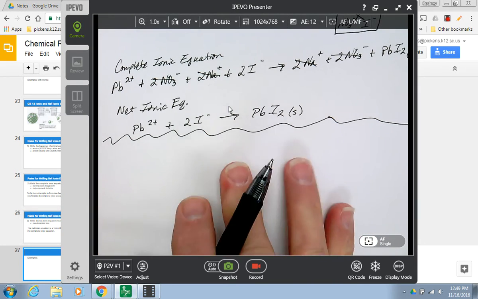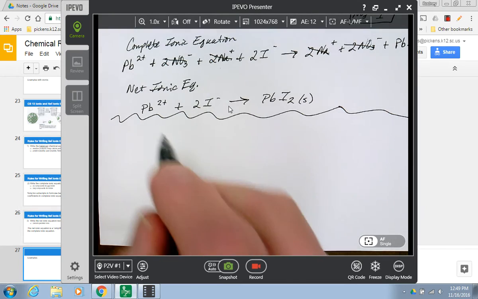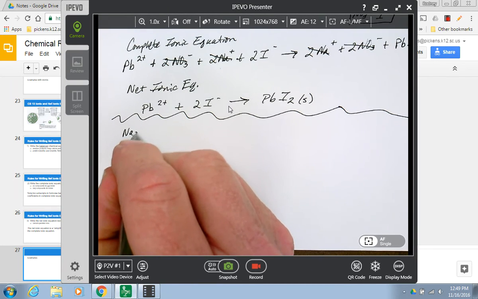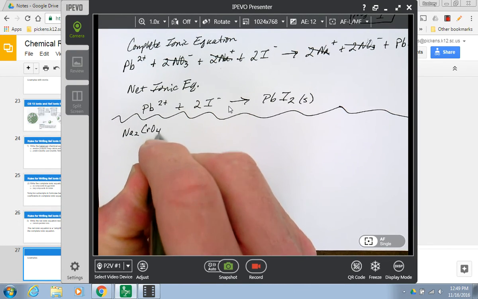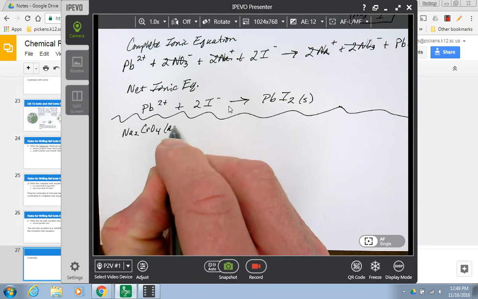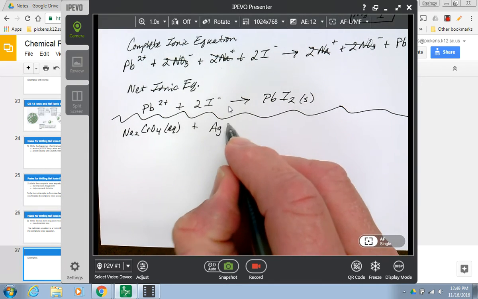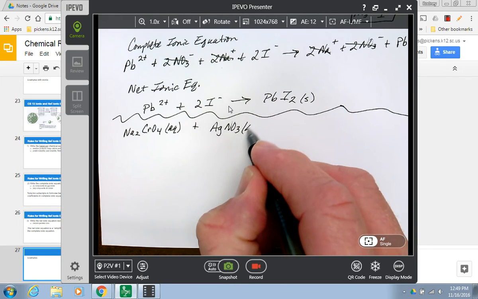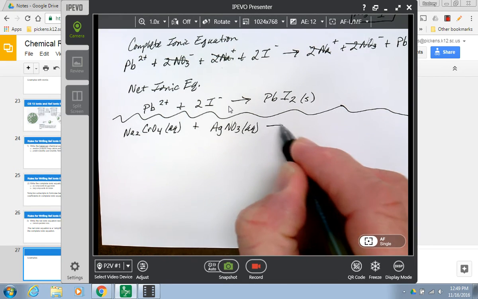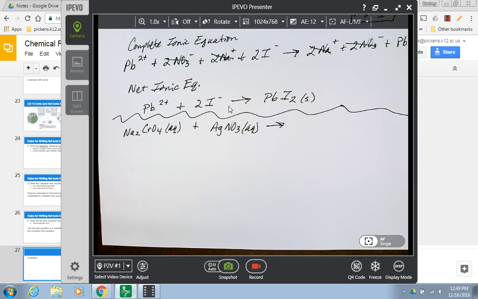Let's do sodium chromate. So we have Na2CrO4. That's aqueous. Sodium chromate is aqueous, plus silver nitrate, AgNO3. That is also aqueous. And then we're going to leave it like that because I want you to be able to predict what the products are. So again, what are we going to do?